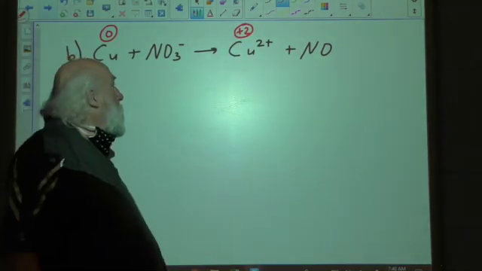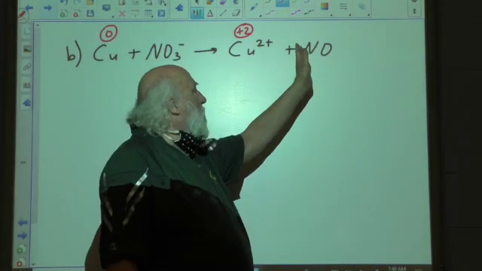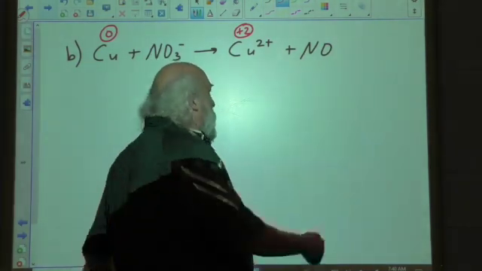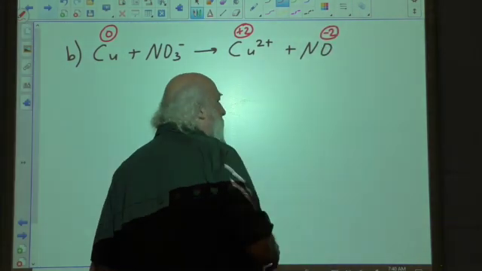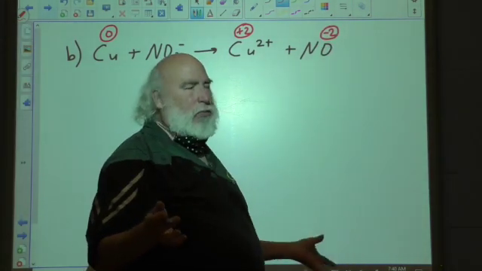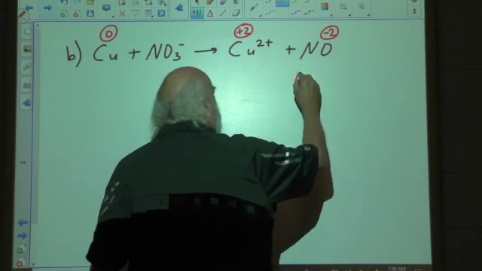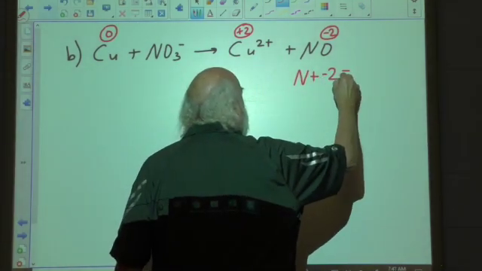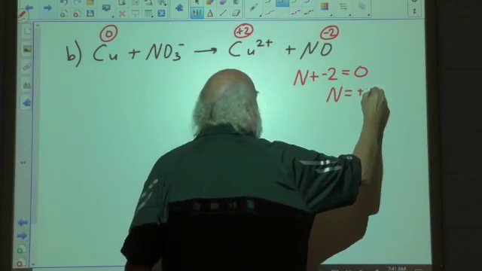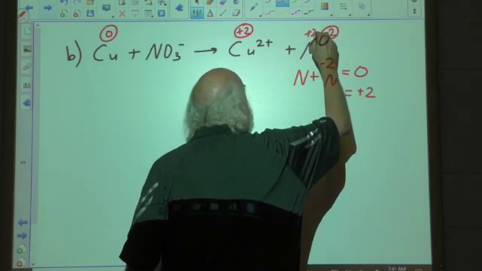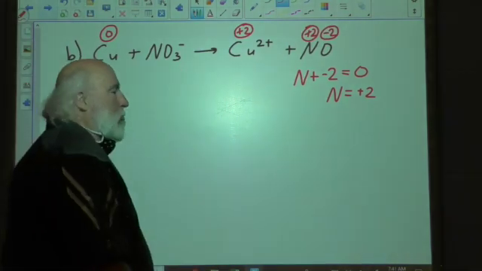We'll come over here, and we know that nitrogen plus oxygen equals 0. We know oxygen is -2. And I probably don't have to write this down, but I'm going to do it for the sake of consistency. N plus -2 equals 0. Add +2 to both sides. N equals +2. So I'll put a +2 for the nitrogen.